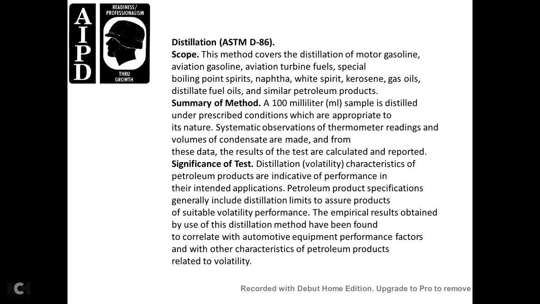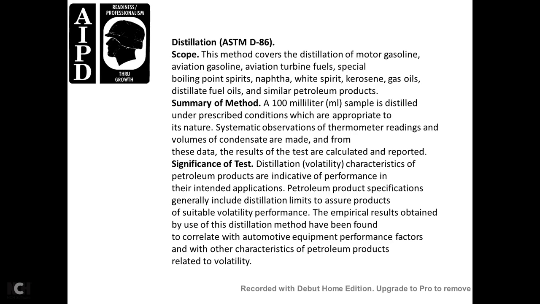Distillation, ASTM D86. The method covers the distillation of motor gasoline, aviation turbine fuel, special boiling point spirits, naphtha, white spirit, kerosene, gas oils, distillate fuels, and similar petroleum products. Summary: a 100 milliliter sample is distilled under prescribed conditions appropriate to its nature. Systematic observations of thermometer readings and condensate volumes are made, and from these data the result of the test is calculated and reported.